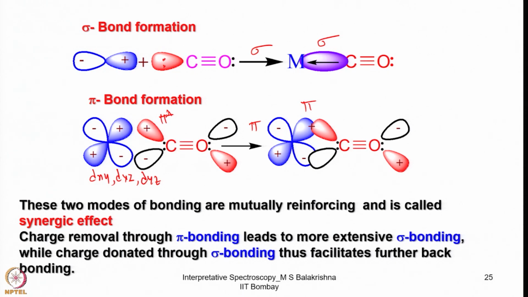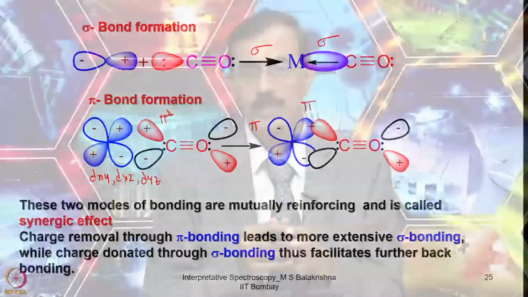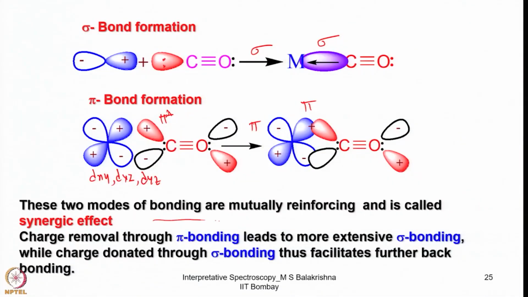Because of this, the metal to carbon bond is stabilized. When more and more metal to carbon bond is stabilized, the CO bond will be weakened and elongated, the stretching force constant decreases, and the CO stretching frequency also decreases. So these two modes of bonding are mutually reinforcing and is called synergic effect. Charge removal through pi bonding leads to more extensive sigma bonding, while charge donated through sigma bonding facilitates further back bonding. So this mutual give and take benefits the metal to carbon bond, and it becomes more strengthened and more and more stable.